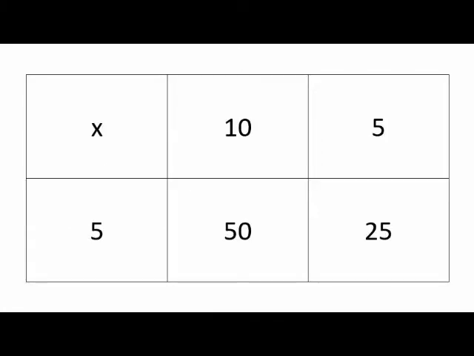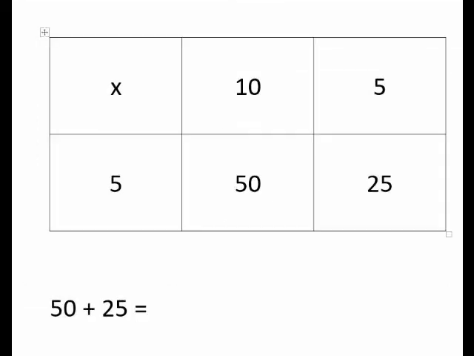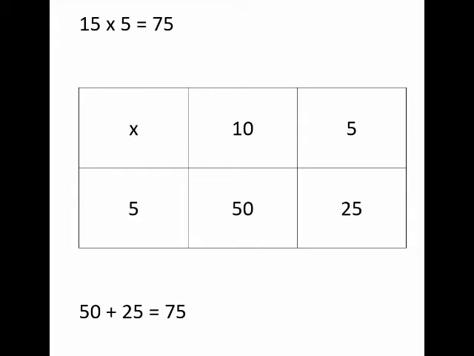Now you've worked those multiplications out, your grid should look like this. 10 times 5 is 50, and 5 times 5 is 25. Now you need to write this sum down and add them up. Pause the video while you complete this. So 50 plus 25 equals 75. And now the other really important part is to make sure you write your answer by the sum at the top.